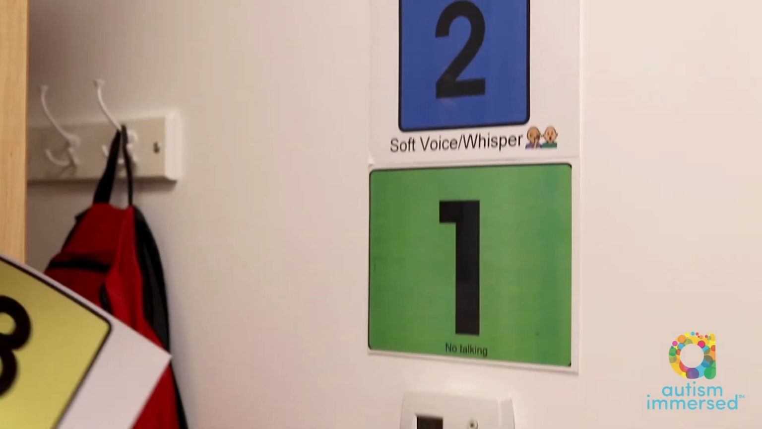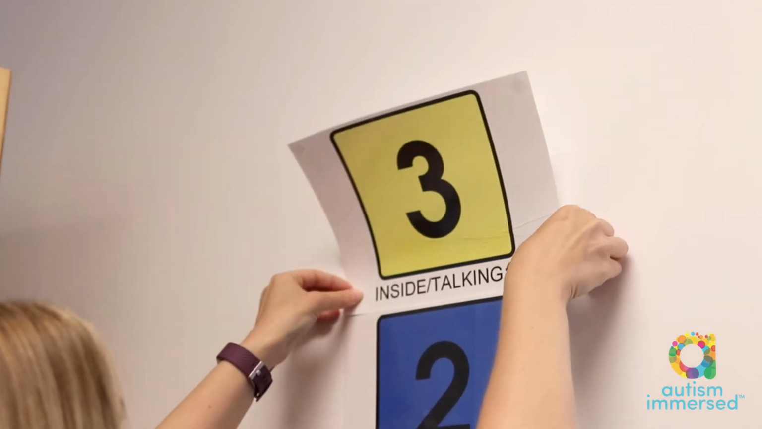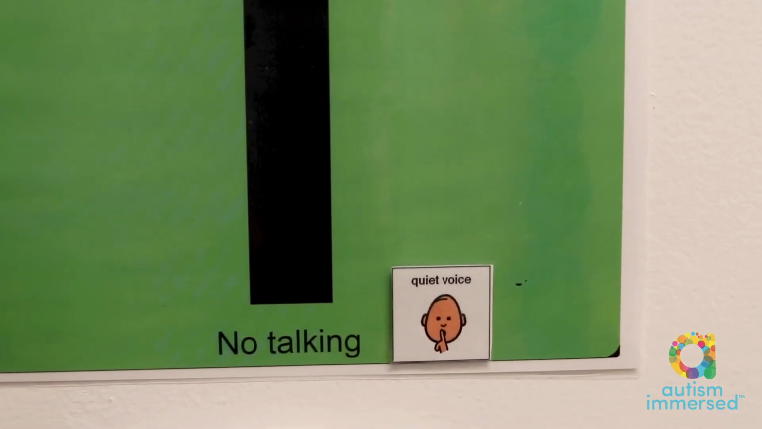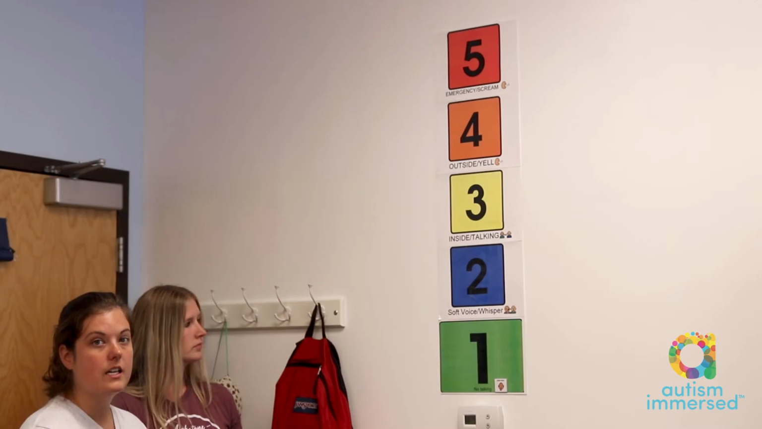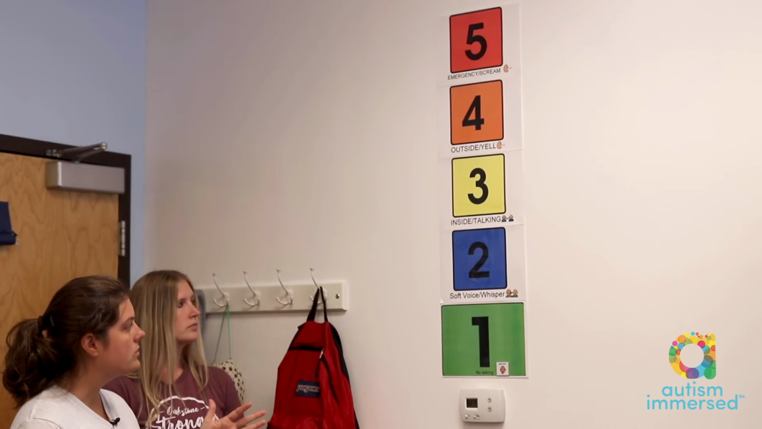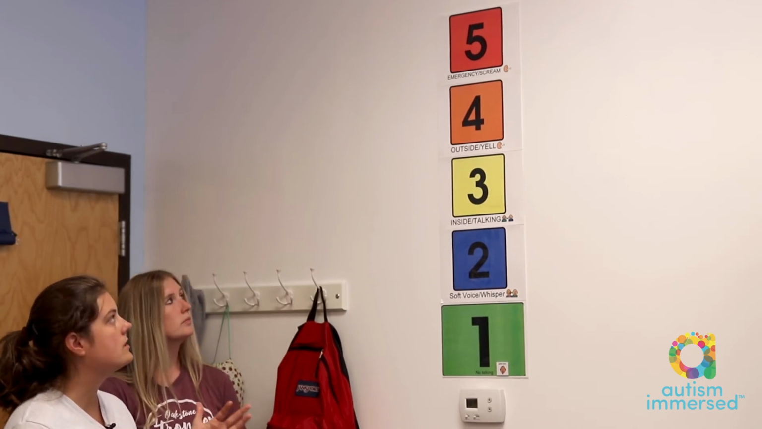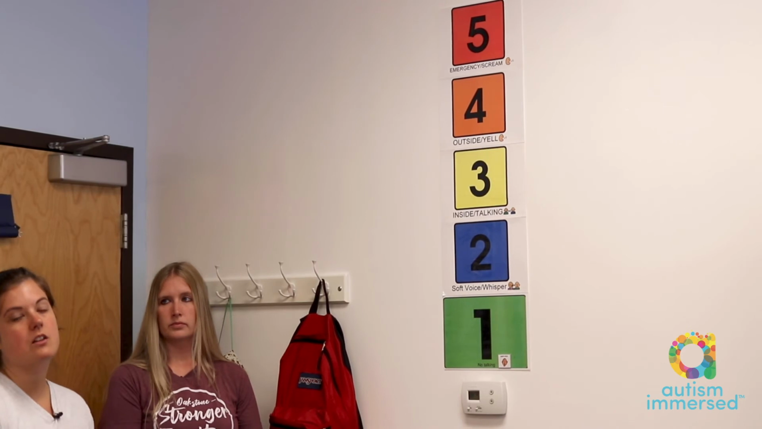Up above, we have our voice levels chart. So number 1 is no talking, and they all have visuals to help the students who, again, can't read exactly what it says or are new to Oakstone and might not know what this means. So level 1 is no talking. Level 2 is a soft whisper voice, 3 is an inside voice, 4 is our yelling voice, and 5 is our emergency scream. And we reference these throughout the day when we're doing different activities of what voice level we expect them to have.